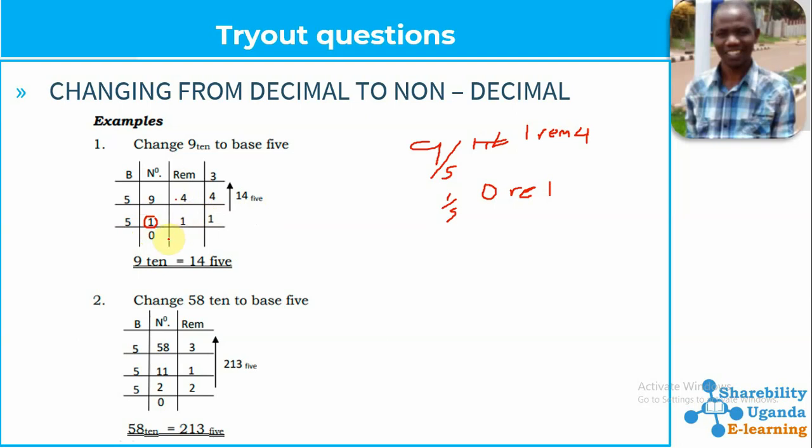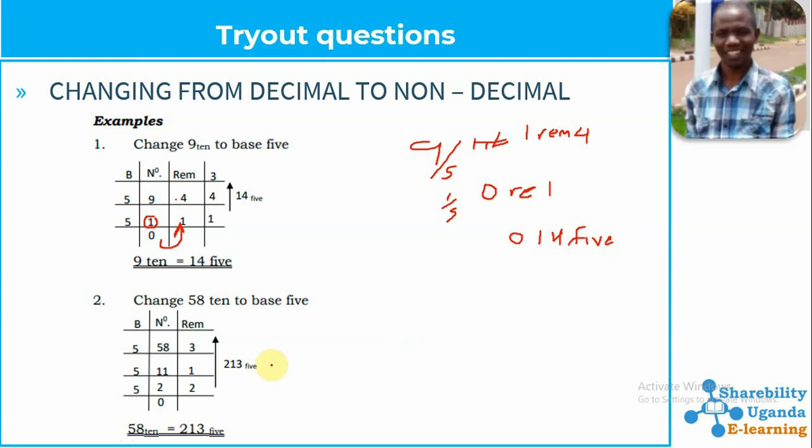So this simply means we now write our remainders, starting from here to here. We can now say that we have the remainders 0, 1, and 4. So this is going to be in base 5. So for this, we shall have solved the number.